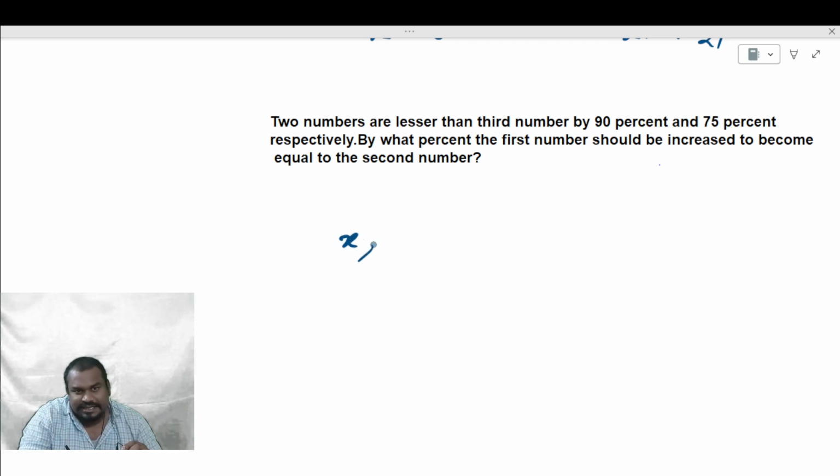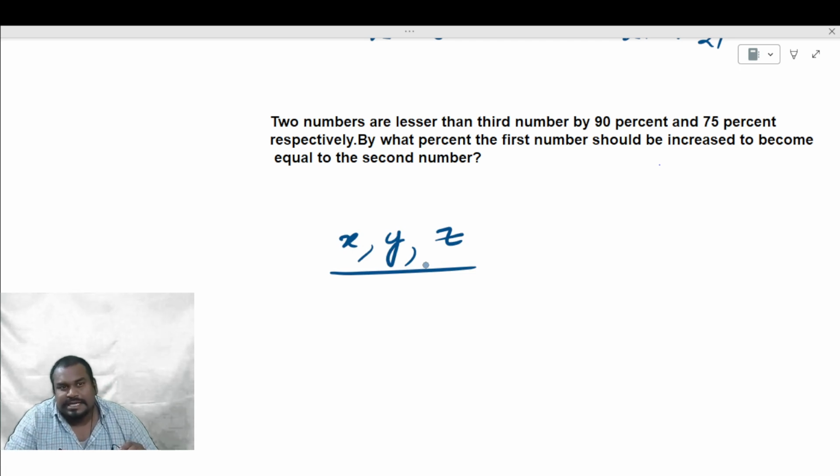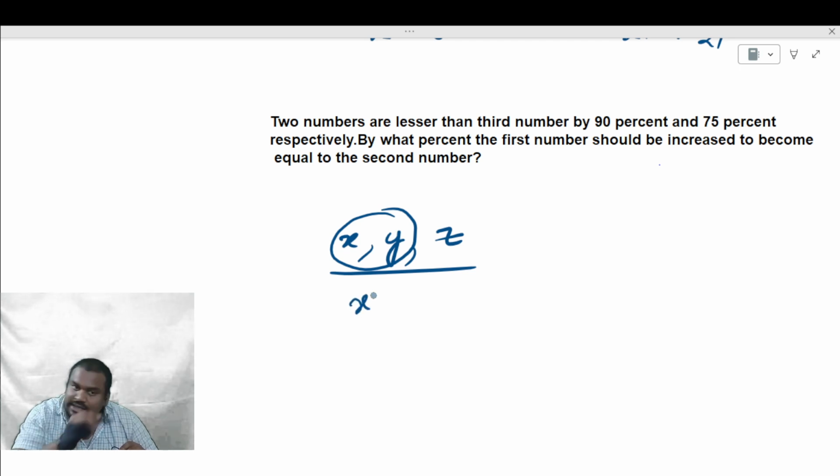See, it did not give a value for anything. So there are three numbers. Two of these numbers are lesser than the third number. If I take these as the first two numbers, the question should say first two numbers, but it says two numbers; we can take it that way because he mentioned the third number now. So these two numbers are lesser, not greater, than the third number by 90%. Is x lesser or greater? Lesser. So x is less than z by 90%.